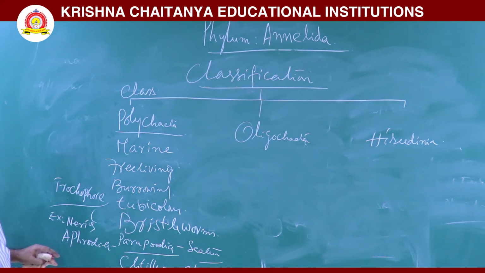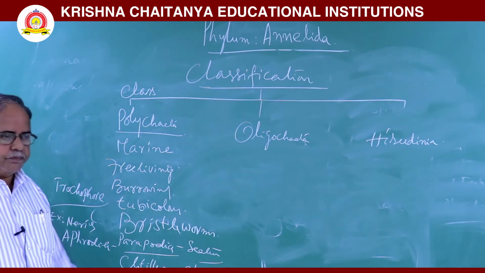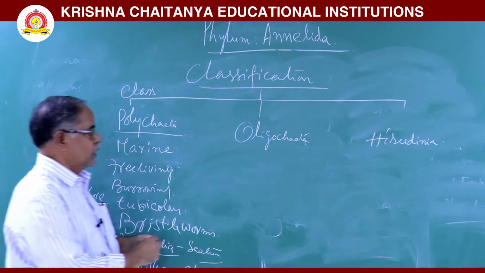Next, indirect development occurs. In the development, one larva is seen. That larva is called a trochophore larva. Examples: Nereis and Aphrodite. Next, then Oligochaeta.